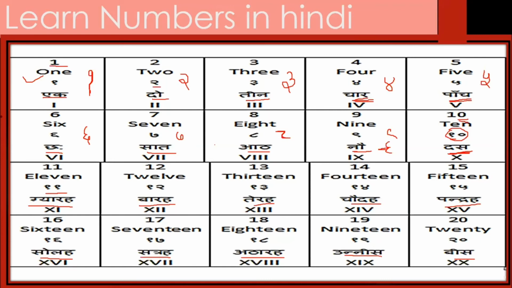Okay, let's sing a song. एक दो तीन, एक दो तीन, चार पाँच छह, चार पाँच छह, सात आठ नौ, सात आठ नौ, 10 11 12, 10 11 12, 13 14 15, 13 14 15, 16 17 18, 16 17 18, 19 और 20, 19 और 20.